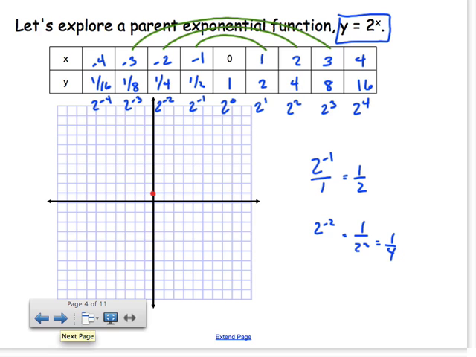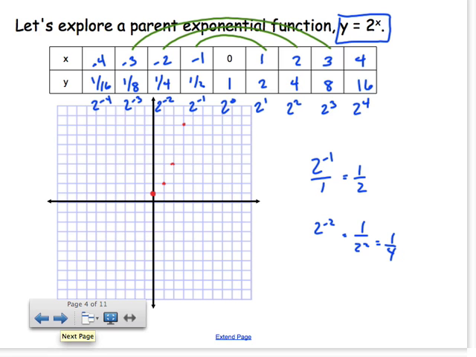If I plug in 1, my table says go up to 2. If I go to 2, I should go up to 4. If I go up to 3, I should go up to 8. And quickly already it becomes off my screen, so when I go to 4, it's off to 16. But I have a pretty good idea what the right side of my equation looks like.